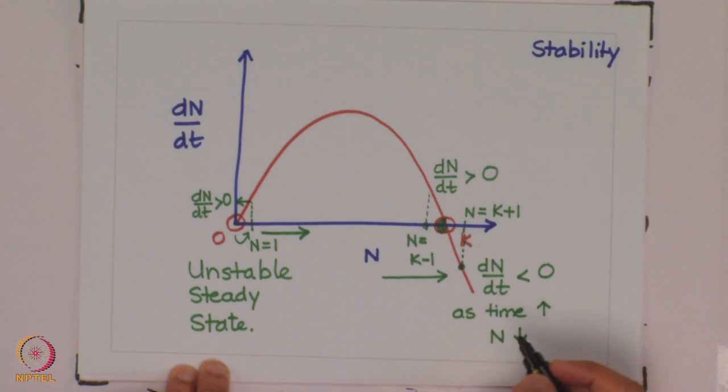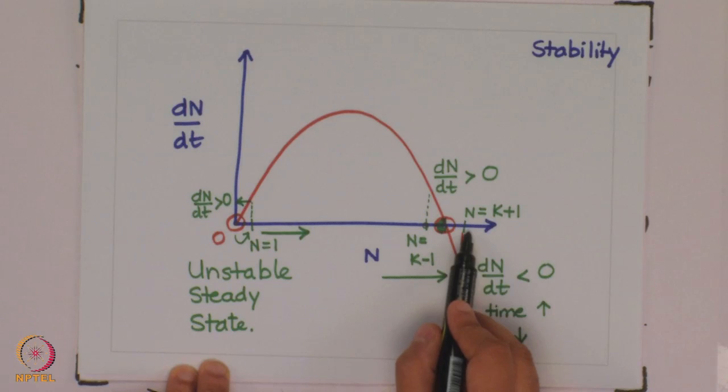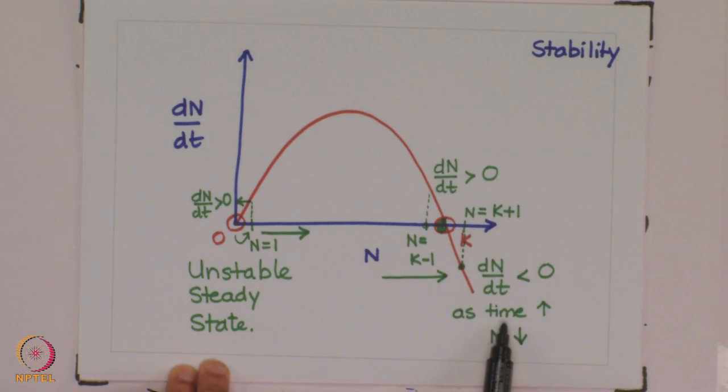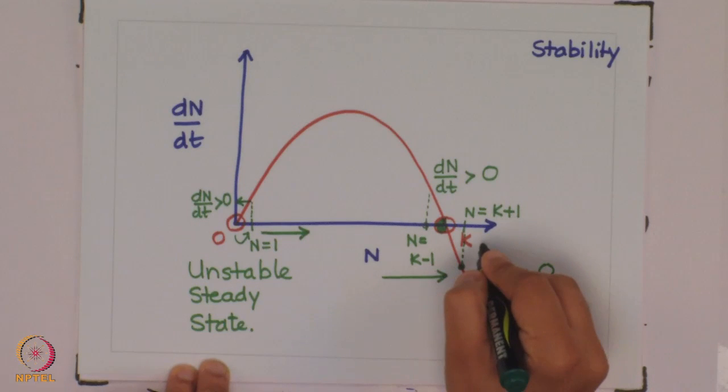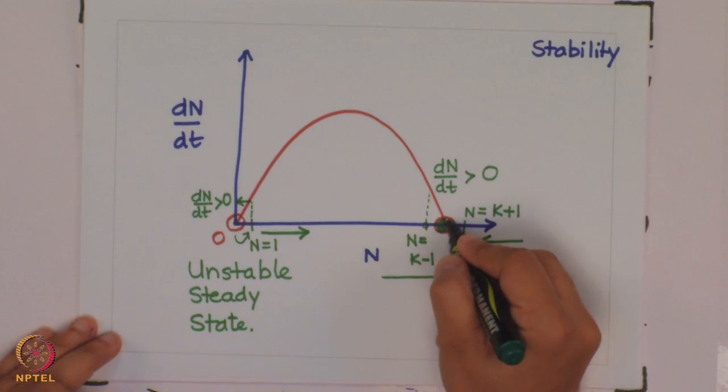Now, what that means is if the disturbed state of the system is n equal to k plus 1, and now if I allow time to move forward and I am monitoring the system, n will decrease, and hence the system will move towards lower n. So, this tells us the complete story of the stability of this point.